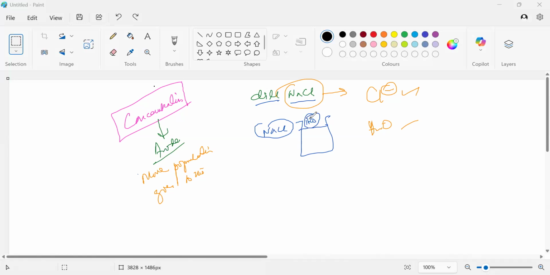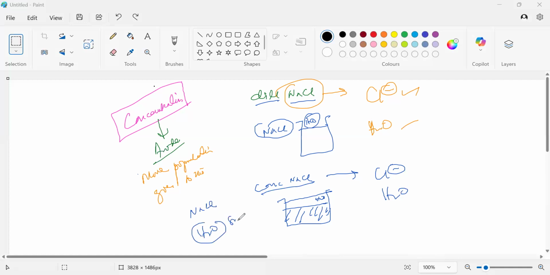What does concentrated NaCl mean? You are taking a huge amount of NaCl and a small amount of water. So in concentrated NaCl, who is more in number, Cl minus ions or H2O? A huge amount of Cl minus, so Cl minus is more. So this will be going, and Cl2 will be bubbling out.